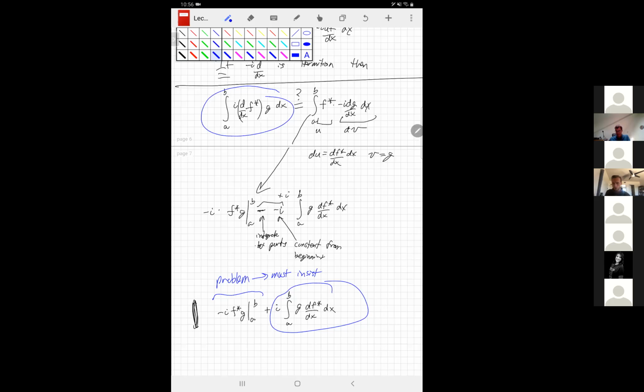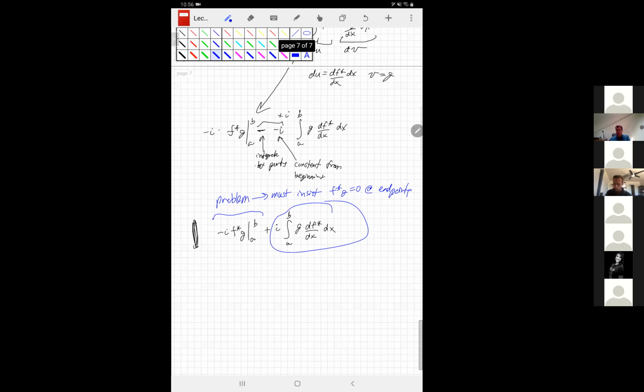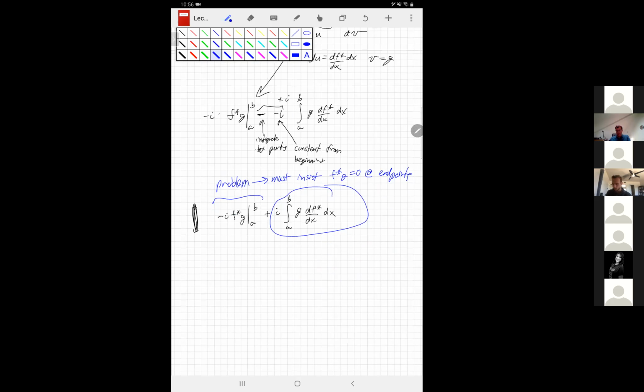We must insist that f star g equals 0 at the endpoints. So everything that we're doing here is only valid if we limit ourselves to a set of functions that are 0 at the endpoints.